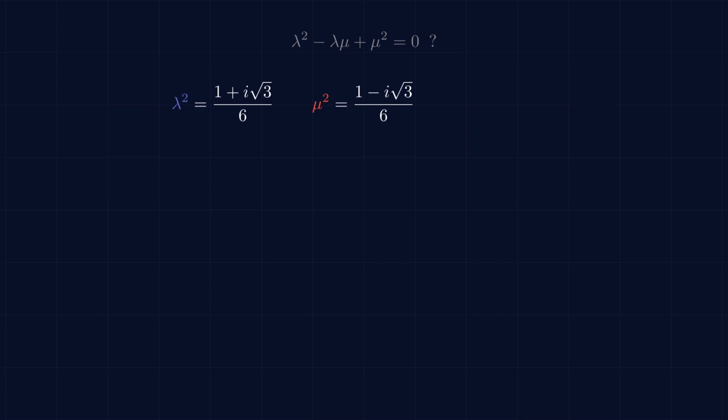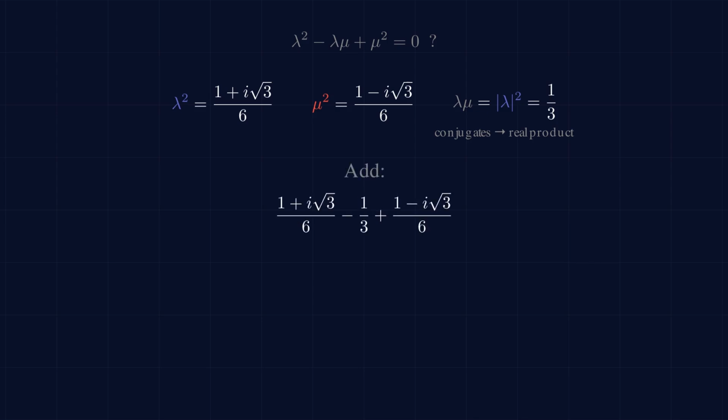The key insight, lambda times mu simplifies to exactly 1/3. This makes sense because lambda and mu are conjugates, so their product is just the squared magnitude, a real number. Now add the squares and subtract the product. The imaginary parts cancel. They always do for conjugate pairs. And we're left with 1/3 minus 1/3. 0. The identity holds.